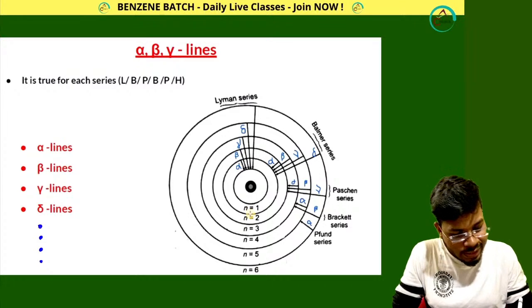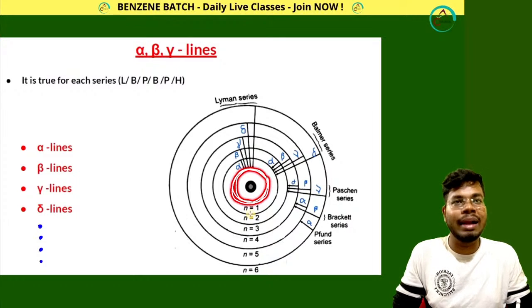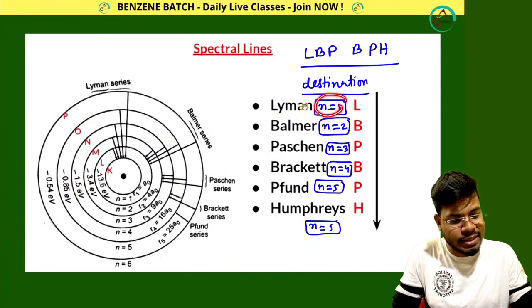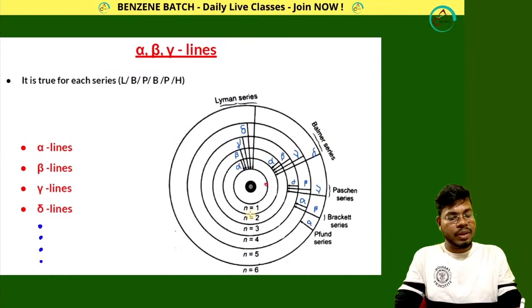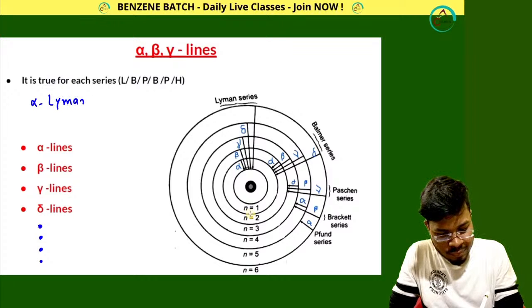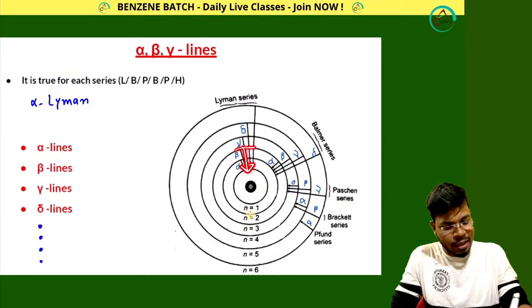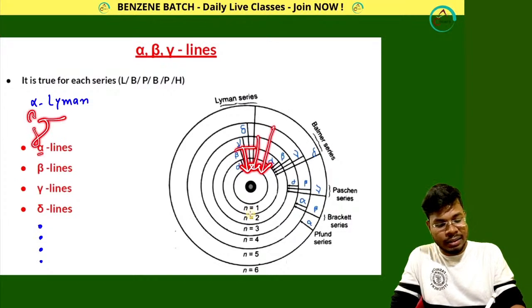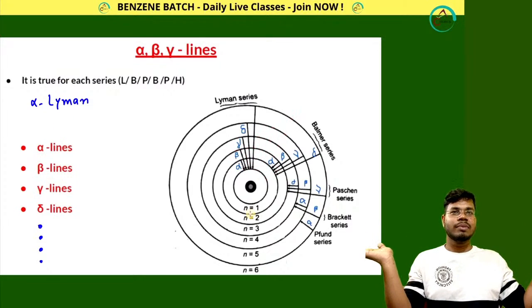Here the transition is happening to the n equals 1 line, and you already know n equals 1 means the Lyman series. So whenever you get this alpha, beta, gamma, delta transition, and the transition is happening to the n equals 1 orbit, you would say that is my alpha Lyman. From here to here alpha Lyman, here to here beta Lyman, gamma Lyman, delta Lyman, dot dot dot. More names are there, so those will be there.